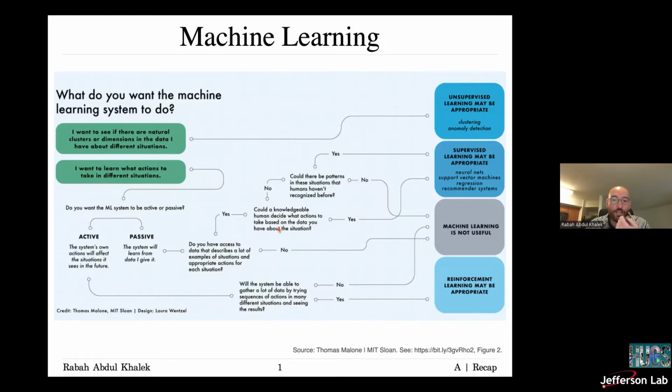So could a knowledgeable human decide what action to take? Do you want to inject some information into your model, or should the neural network recognize how to deal with the patterns itself? Based on this question being yes or no, you end up either in machine learning not being useful, or with supervised learning, where you use all these neural networks, the regression techniques, etc. And this is where today I'll be focusing: supervised learning.